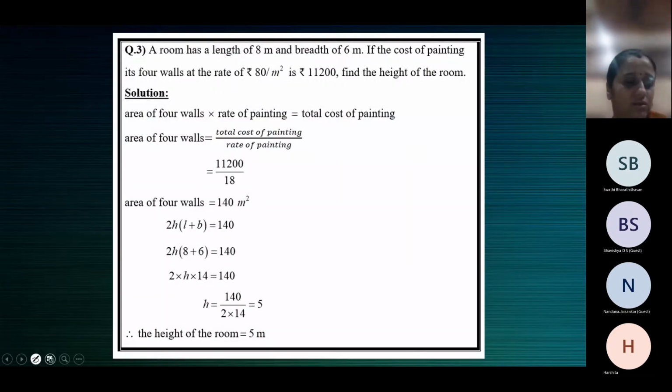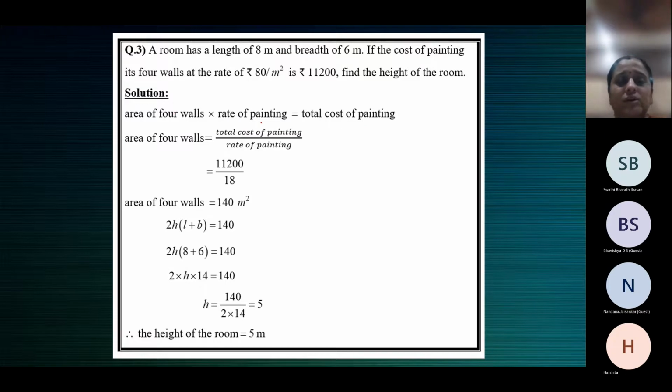So see here, children, look at the slide very carefully. Area of 4 walls into the rate of painting is the total cost of painting. So when you transpose this to the other side, area of 4 walls is equal to the total cost divided by the rate of painting. When this is transposed, it comes for division on the other side, because it's in multiplication here.